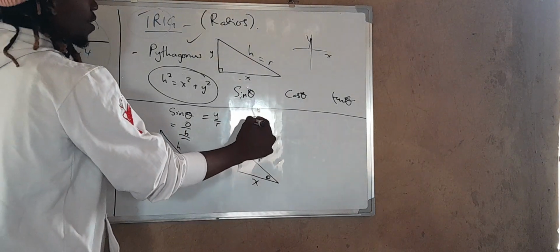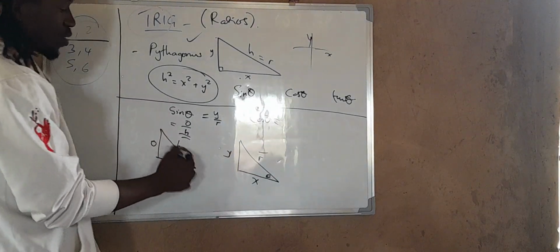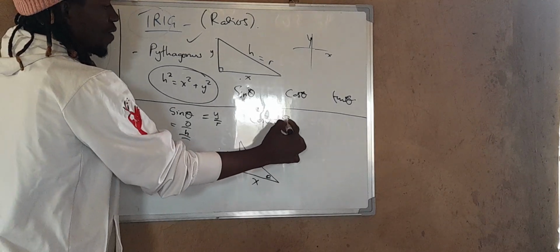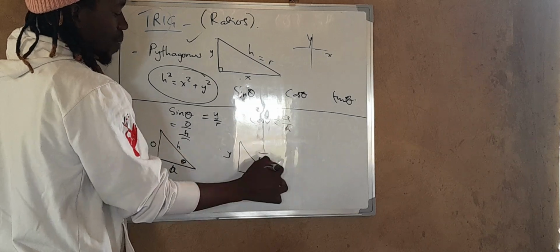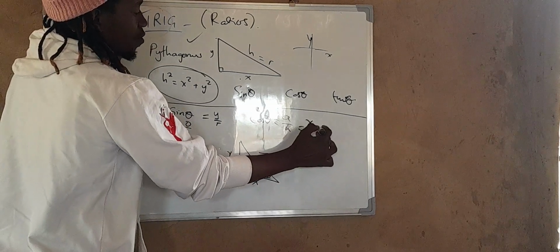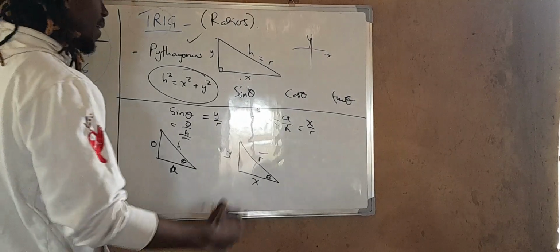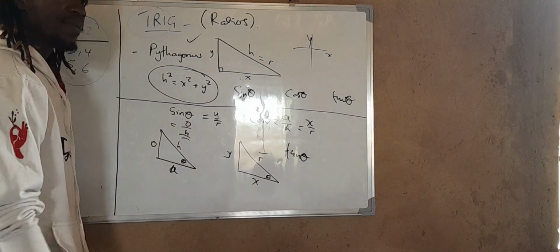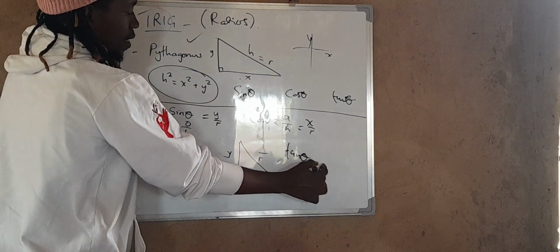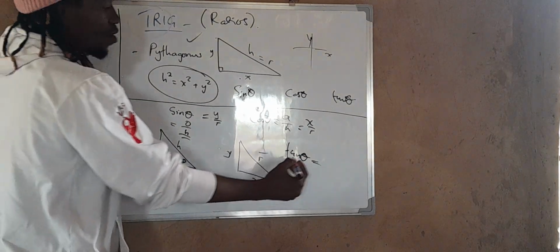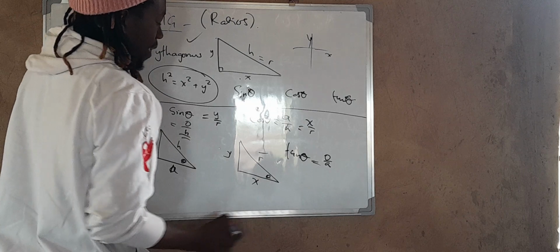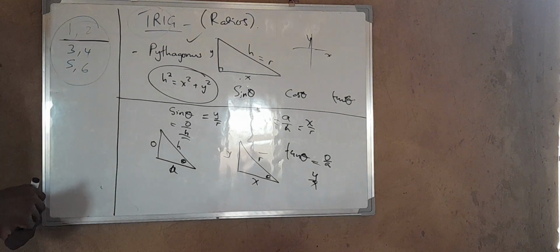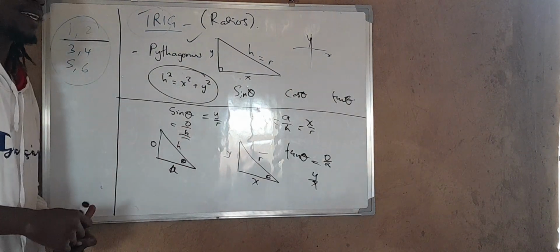Next, what do we have? We have cos of theta, right? According to this, cos of theta is equal to what? According to this one, it is a over h, and according to this one, it will be x over r, right? And again, we have tan theta. So what is the value of tan theta? According to this, it is o over a, right? And according to this, y over x, right? So that is that in terms of sin theta, cos theta, and tan theta.